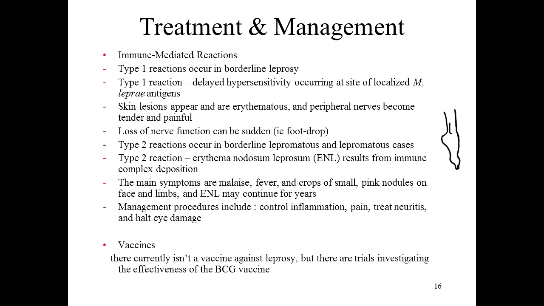Type 2 reactions are erythema nodosum leprosum or ENL. It results from immune complex deposition. The main symptoms are body malaise, fever, and crops of small pink nodules on the face and limbs. ENL may continue for years. That's why the duration of treatment I mentioned earlier depends. It goes for a minimum of 6 months to a maximum of 2 years. Management procedures include controlling inflammation and pain, treating neuritis, and halting eye damage.